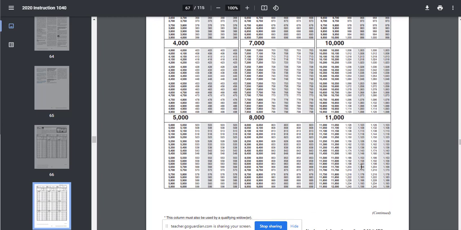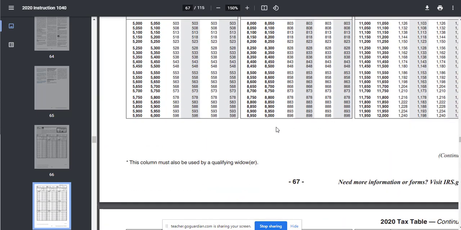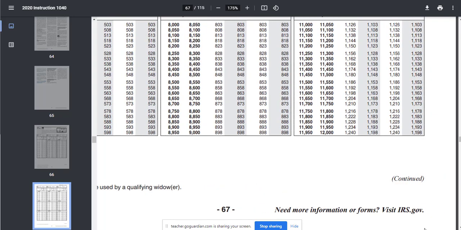So for us, and I'm going to zoom this in to where y'all can actually see these numbers, hopefully. We had 11,866, correct? So that's between the 11,850 and 11,900. If you look at my form, I've actually kind of circled it or highlighted it on the computer.